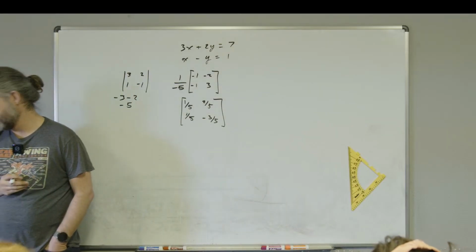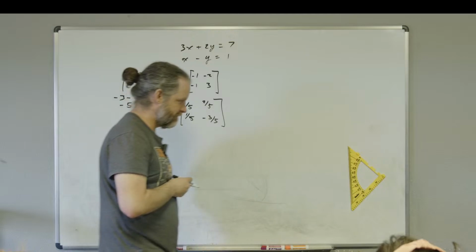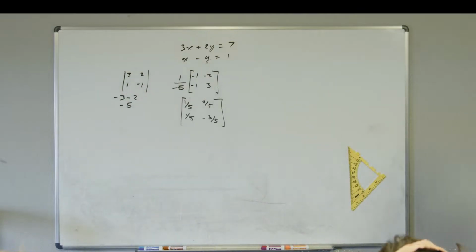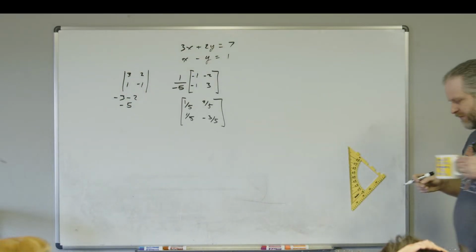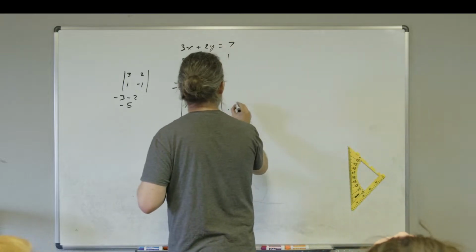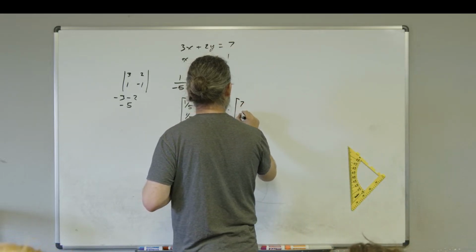All right? Then what do we do? Do we remember? Multiply it times 7 and 1. Multiply that times the result matrix. That's right. So times 7, 1.